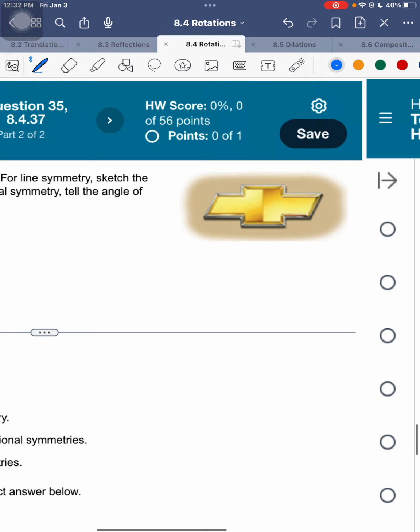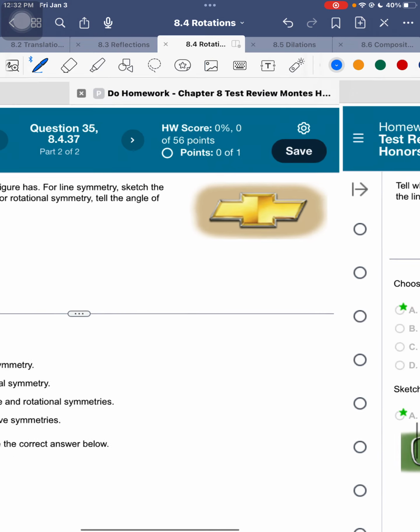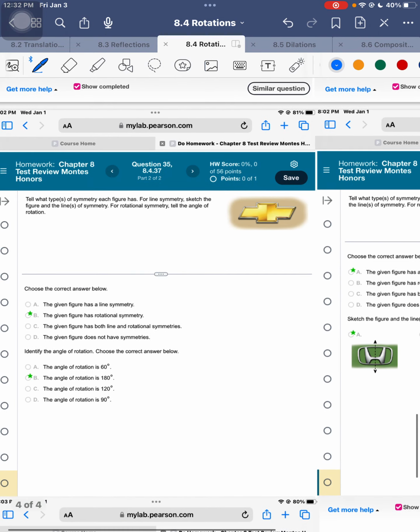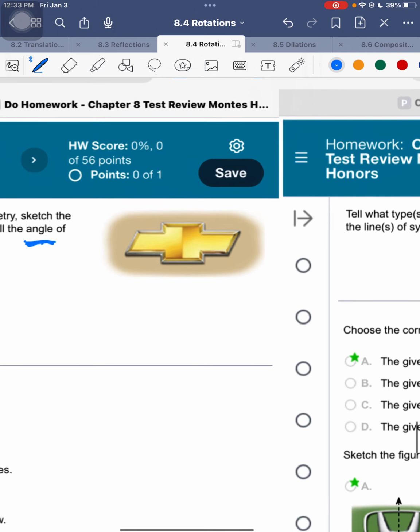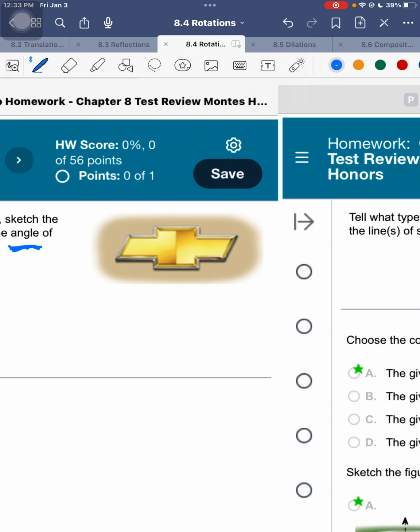Now, let's see this, okay? So, tell what types of symmetry each figure has. For line symmetry, sketch the figure and the lines of symmetry. For rotational symmetry, tell the angle of rotation. Okay, so let's look for lines of symmetry.